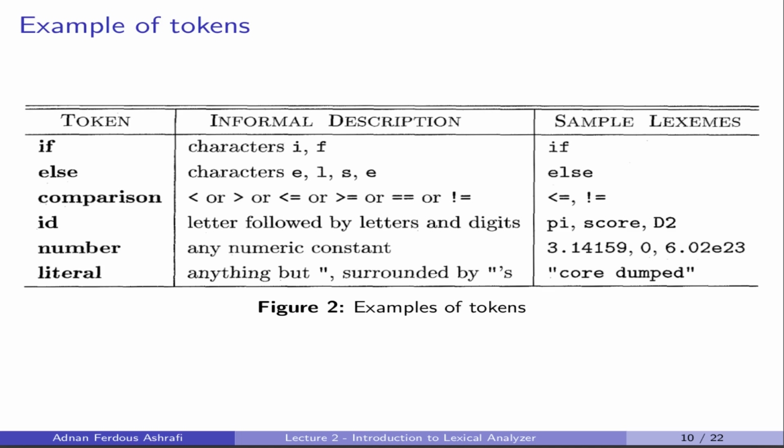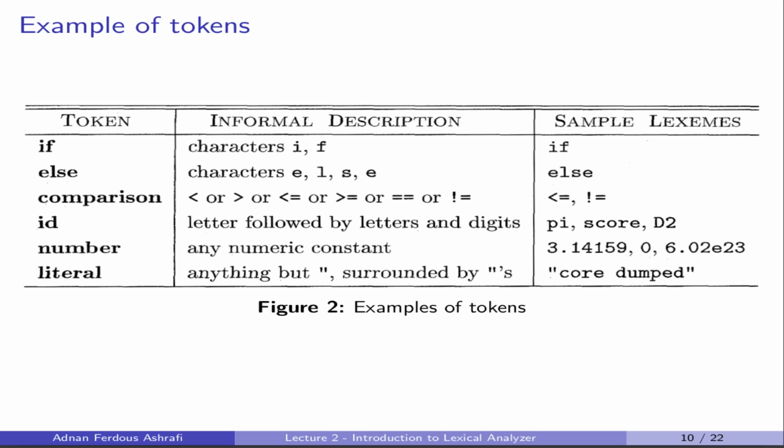So an identifier can be any valid variable name. This has to be a letter followed by letters and digits, and in occasional cases there can be an underscore, right? For example, a sample lexeme can be any letter format like pi. Suppose I declare a variable score, I declare a variable count, alright, and so on.